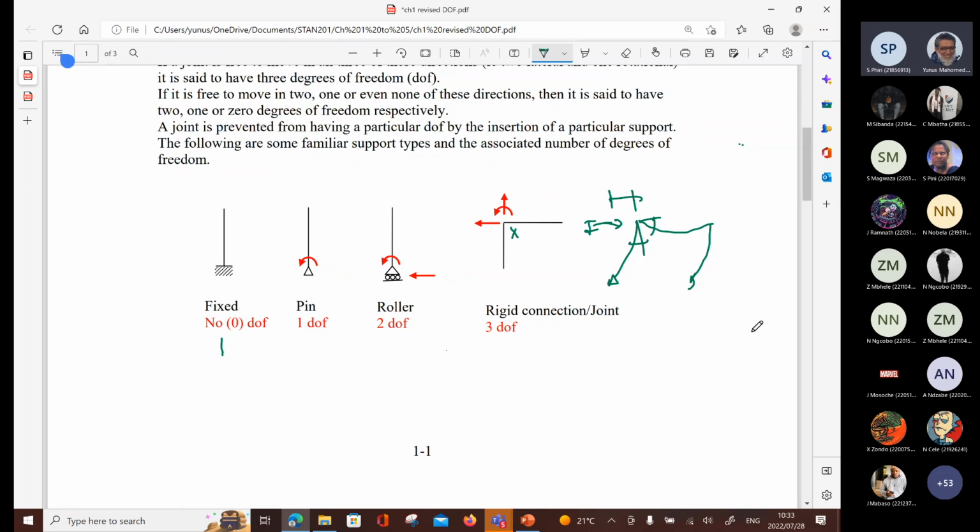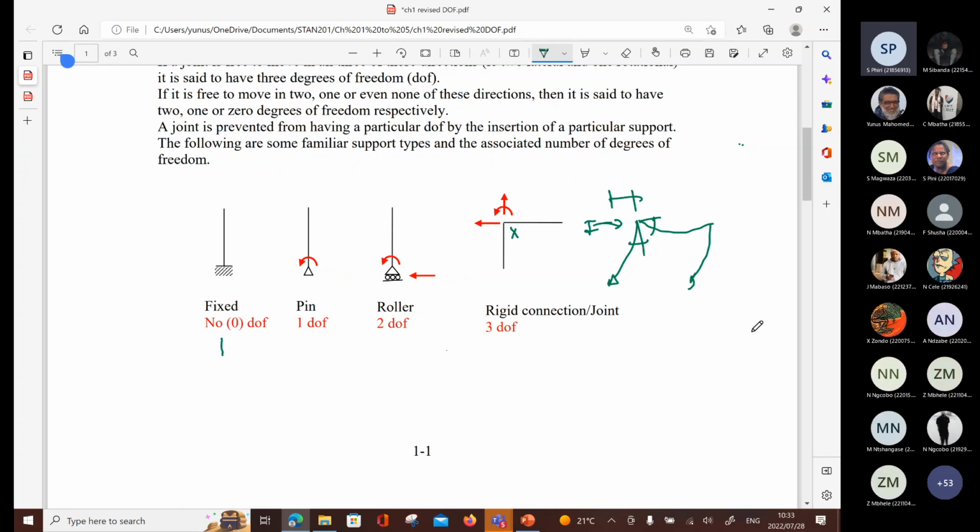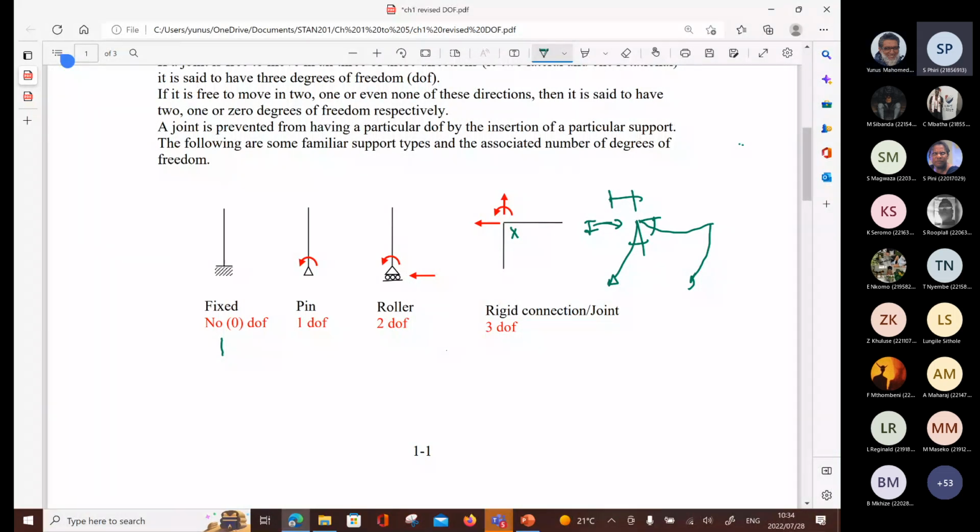Okay, so here are the sketches. So let me ask you the question, right? Here we have a sketch with different types of supports. Support number 1 is fixed, right? Support number 2, we have a pin. Support number 3, we have a roller. Support number 4, we don't have a support, we have a rigid connection, right? So which one? We're trying to see what each allows in terms of movement.